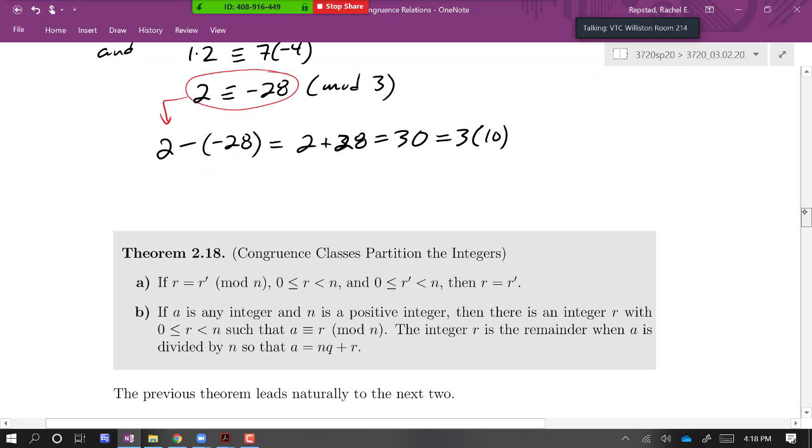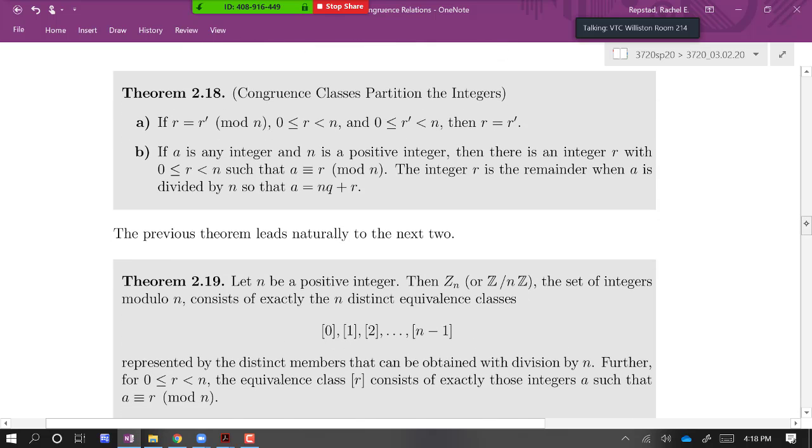The next few results kind of rephrase some things we've already observed. Congruence classes partition the integers, right? We already know that the equivalence classes of any equivalence relation partition the set that it's on. Congruence relations are a special type of equivalence relation, always on the integers, so those congruence classes will always partition the integers. And so this just says it in the terms of using the notation and language of congruence classes.